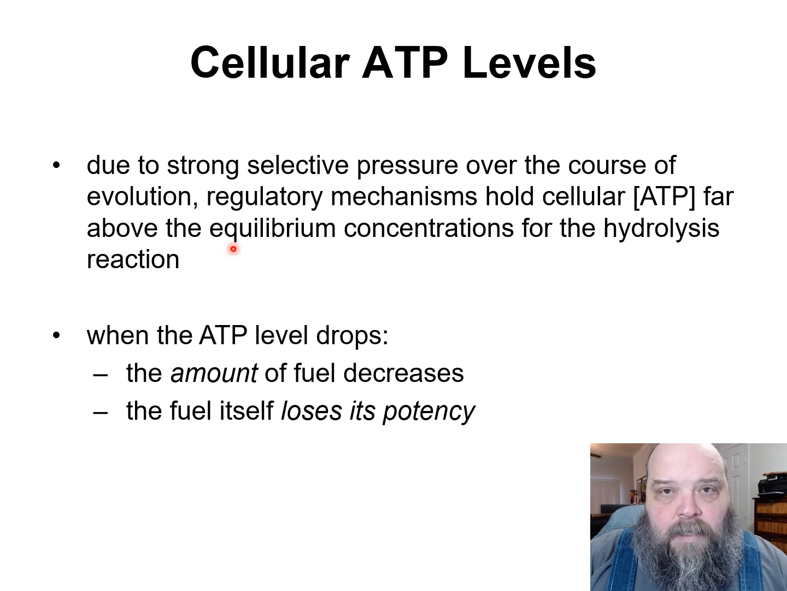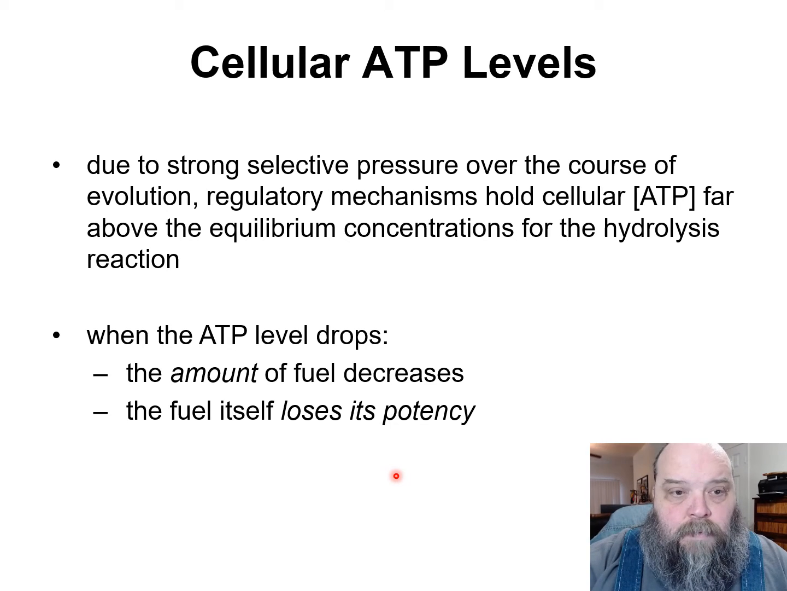Evolution, as I said at the beginning of this lecture, has selected for ATP. Okay? Don't know why. Don't know what it is about ATP, a triphosphate in particular. But what we know is that when ATP levels drop, fuel decreases, what's there loses potency, cells start to slow down, cells become sluggish because metabolism is affected.